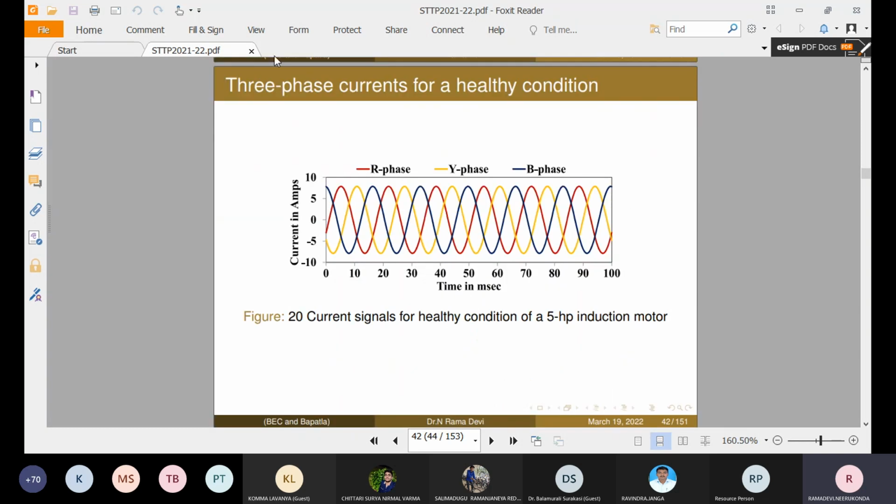These are the captured three-phase current signals under the healthy condition of a 5 HP induction motor. Here we are looking at the current signals. Since they are three-phase currents, each is 120 degrees apart from the others. There is no abnormality and there are no supply side disturbances. There is no noise in this signal.